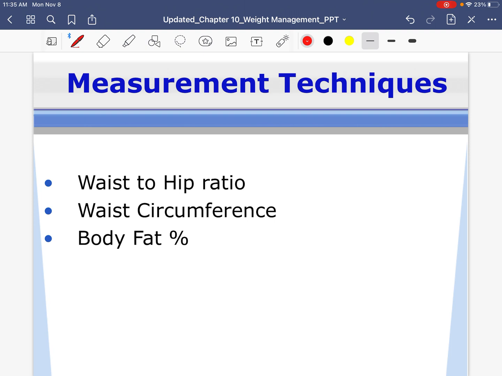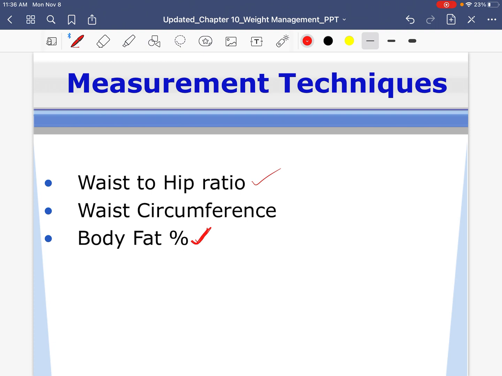Okay, so we're going to talk a lot about measurement techniques. So we talked about the BMI. That's not an assessment of body fat percentage. The BMI is just an assessment of overall health based off of a height and weight chart. We can also look at other measurements for health. We are going to talk about the body fat percentage measurements, but there's also other pretty easy measurements that we can do for health purposes.